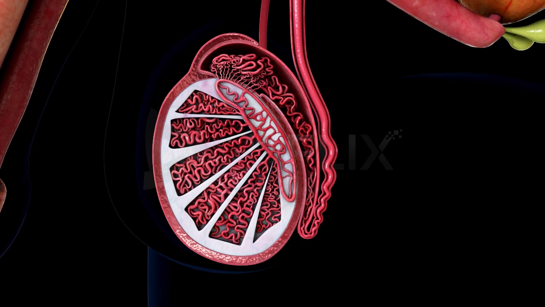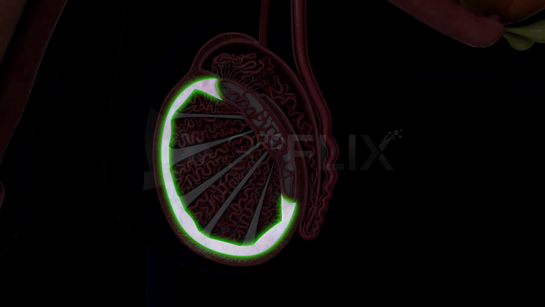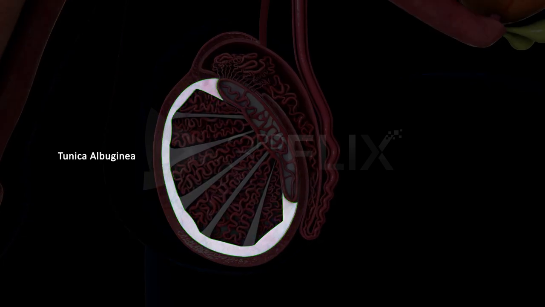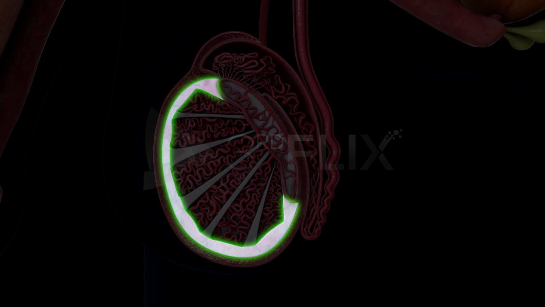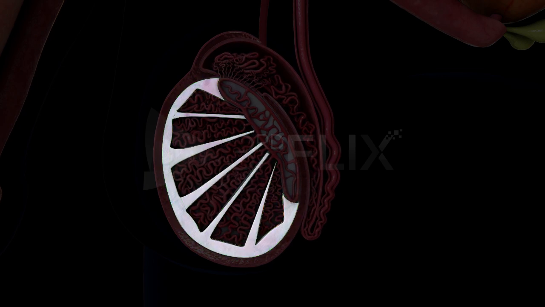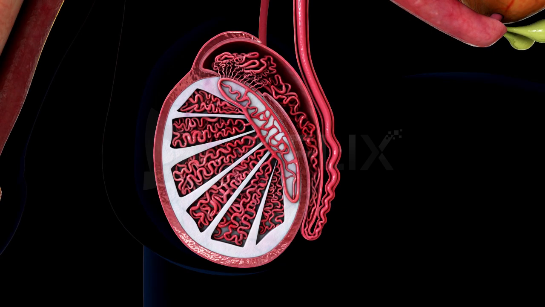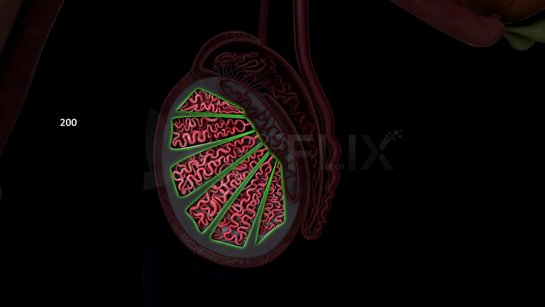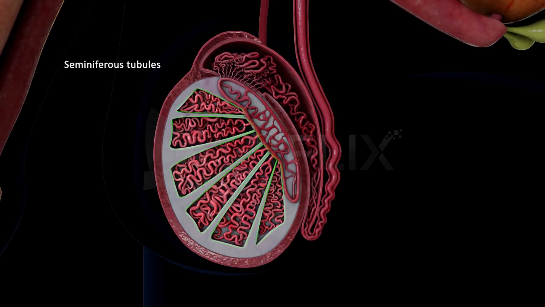The testes is enclosed in a fibrous envelope called the tunica albuginea. The tunica albuginea extends inwards into the testes to form septa. The septa incompletely divide the testes into 200 to 250 lobules. Each testicular lobule contains 2 or 3 highly coiled seminiferous tubules.